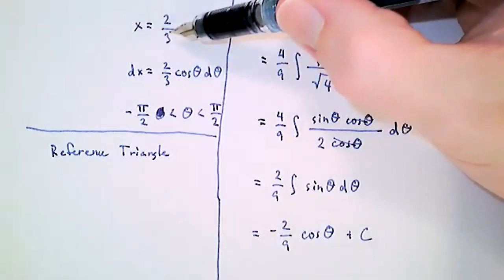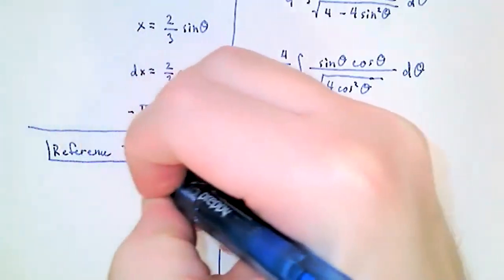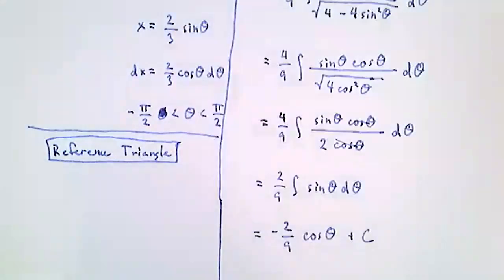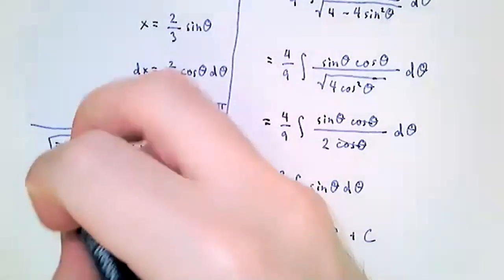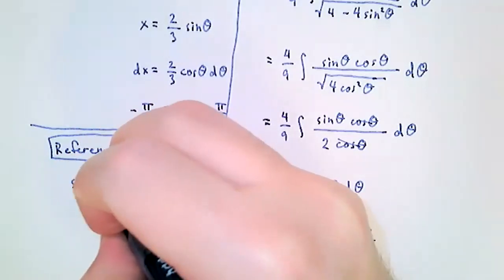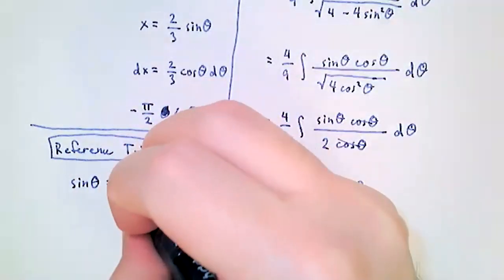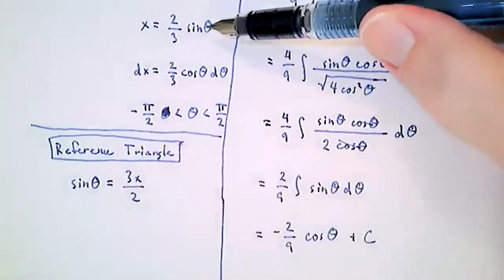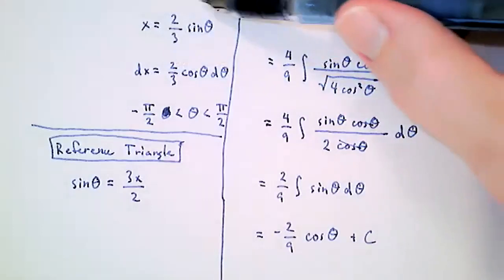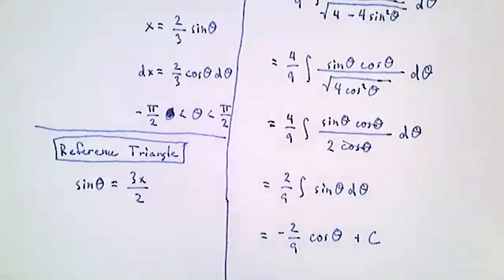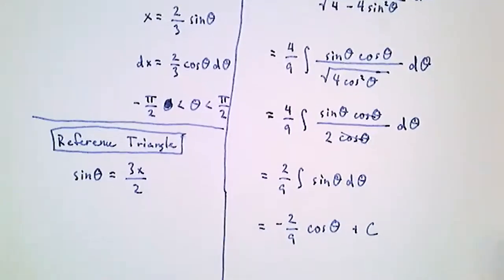So remember, x is equal to 2/3 sine theta. If we multiply through by 3 over 2, we can get sine theta by itself. And we can see that sine theta is equal to 3x over 2. So I'm just rearranging this expression here. But this lets me draw the reference triangle.